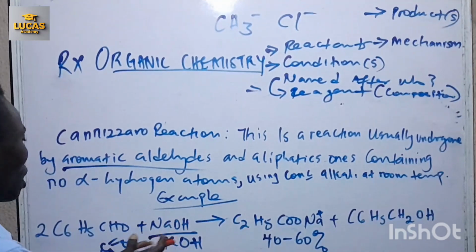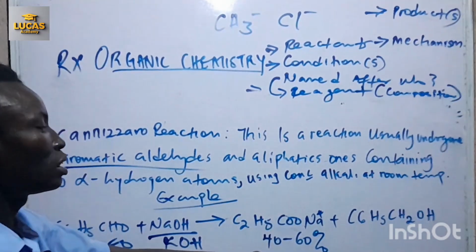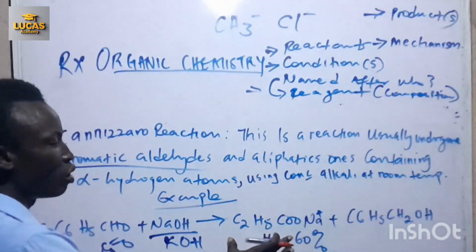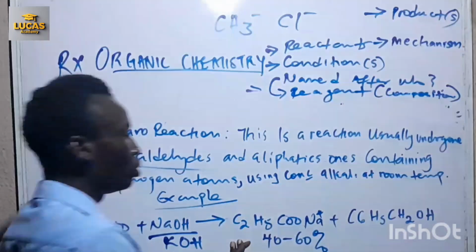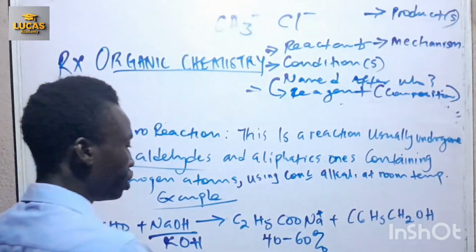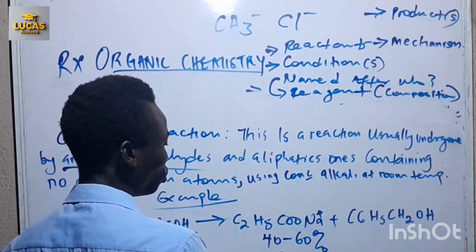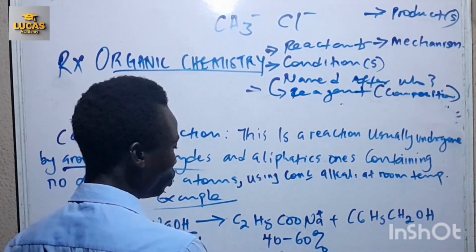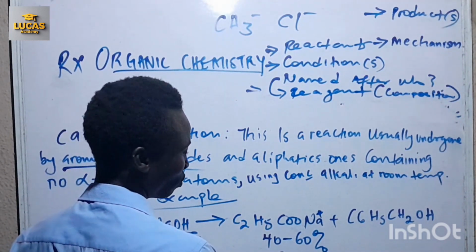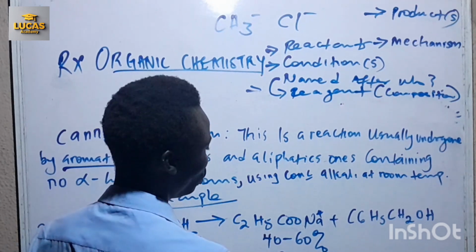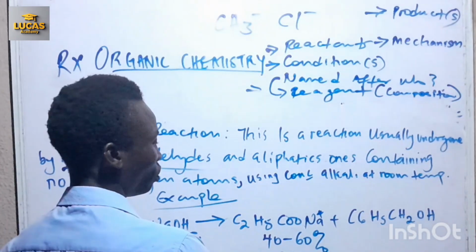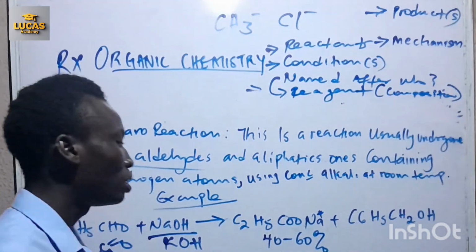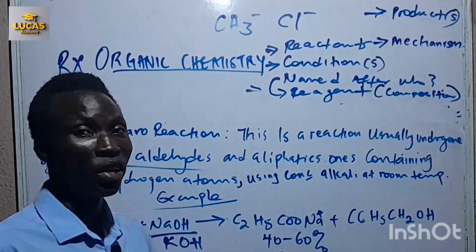So when this one reacts together with this, it produces this particular one here. What is the name of this compound we are seeing in this place? This is exactly what we call sodium ethanoate. Take note of that. Sodium ethanoate. That's exactly it, but it should be noted that this is an ion. So we can call it sodium ion ethanoate, or sodium ethanoate ion.